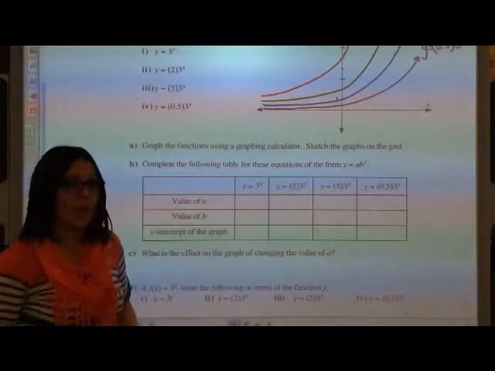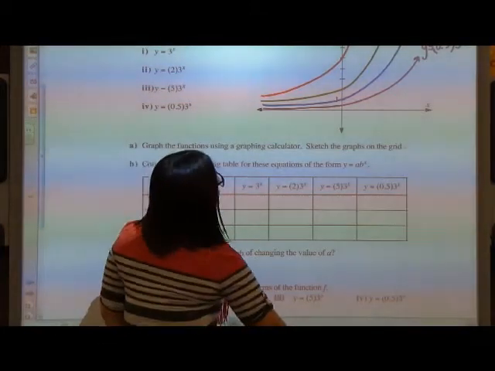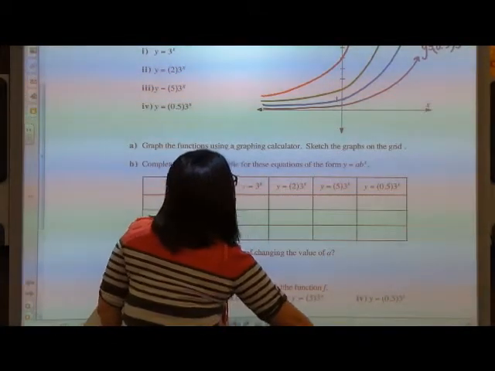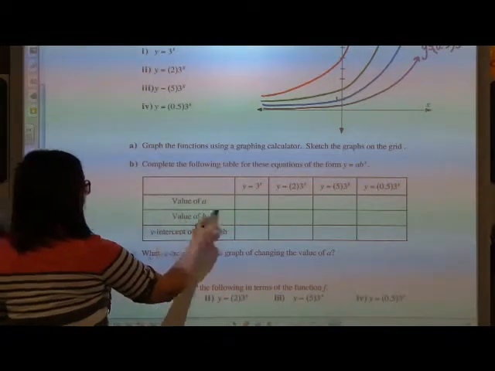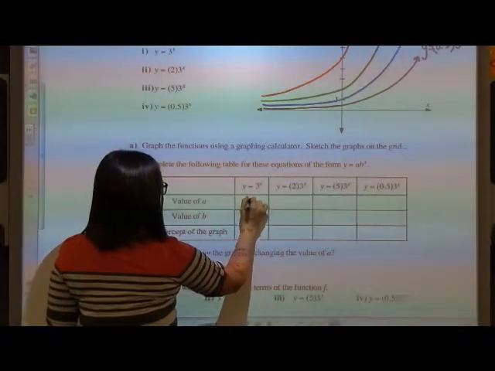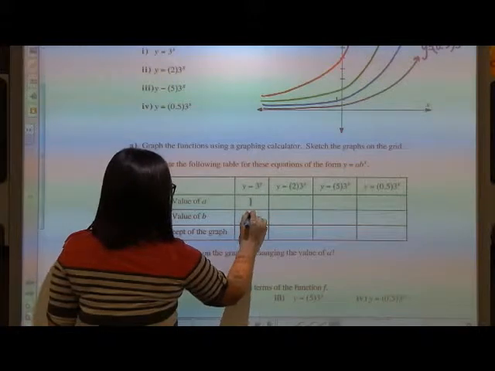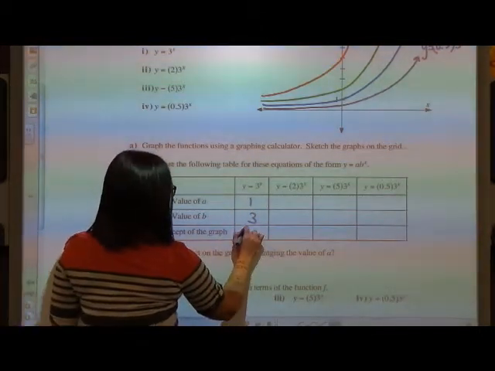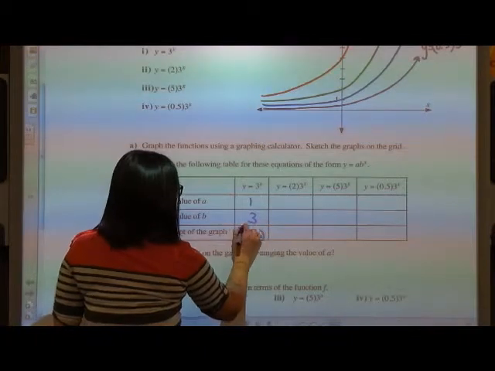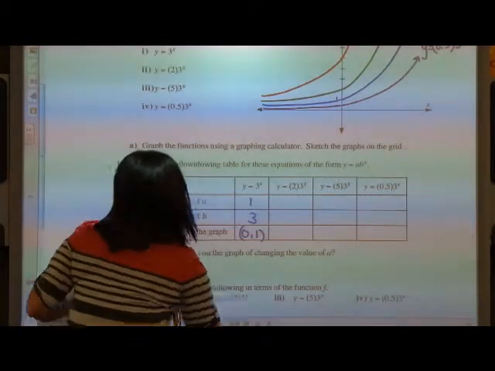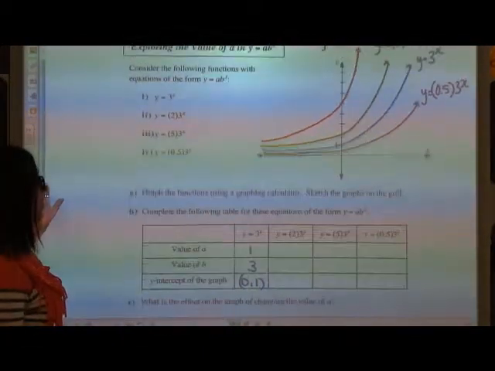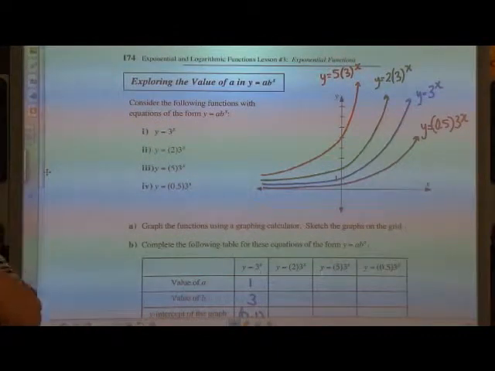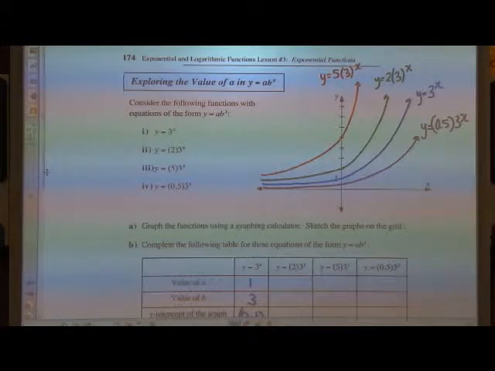In the equation y equals 3 to the power of x, which was the graph I drew in blue, the value of a is equal to 1, the value of b is equal to 3, and the graph crossed the y-axis at (0, 1). So again, I'm going to give you a couple of moments. What I would like you to do is complete that chart. So again, you're going to pause, complete the chart, and start playing again.